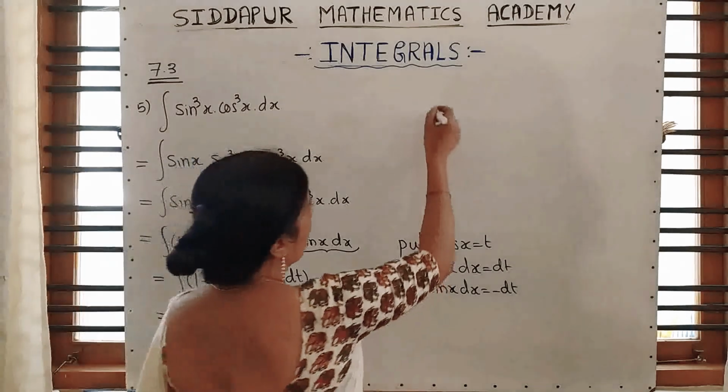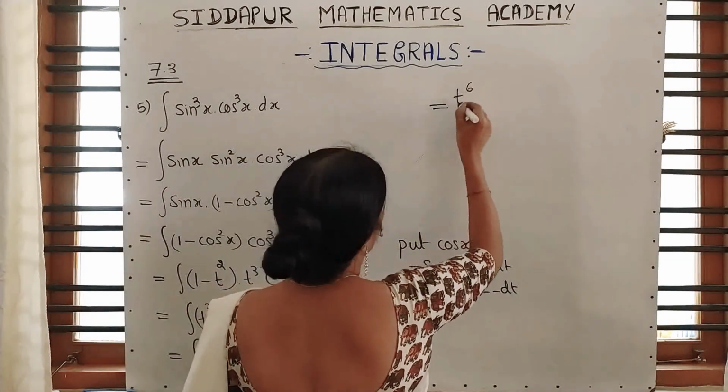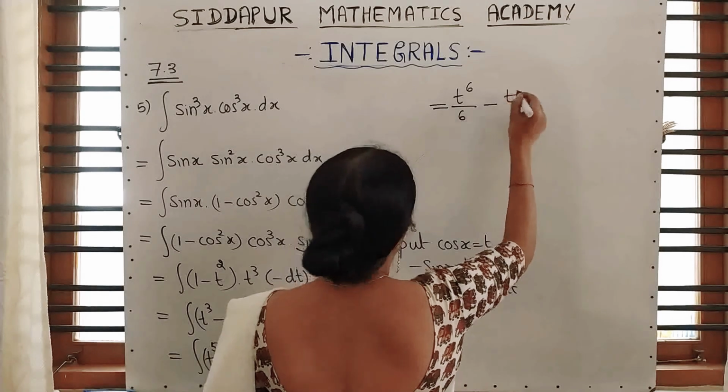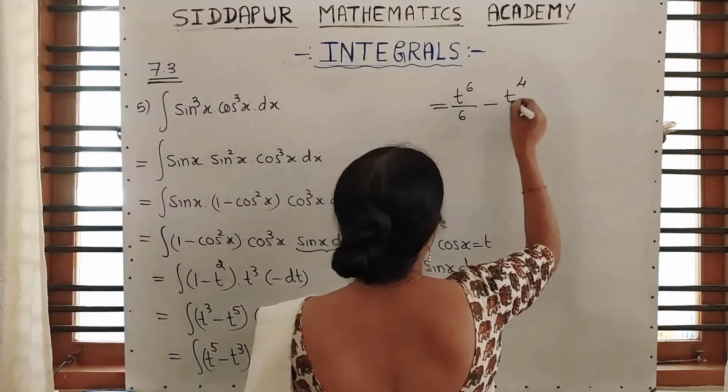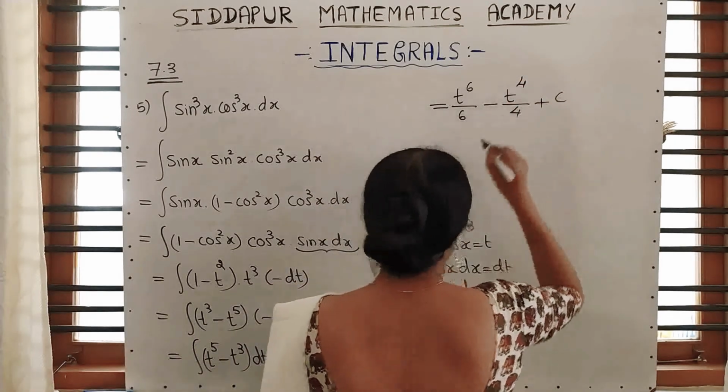Now integrate. t raised to 5 is t raised to 6 upon 6, minus t cube is t raised to 4 by 4, plus c. Write down the t value.